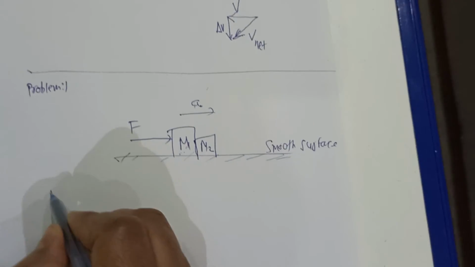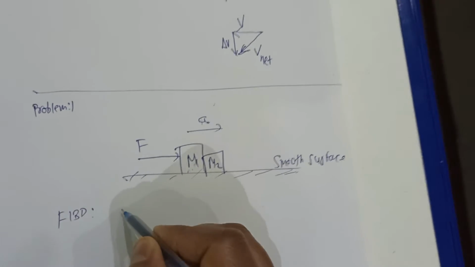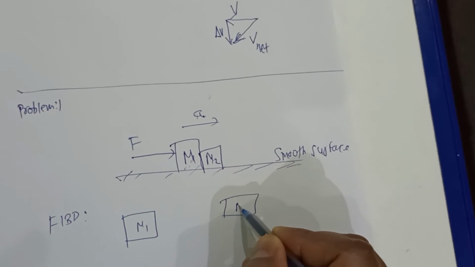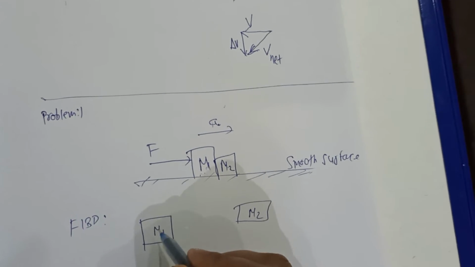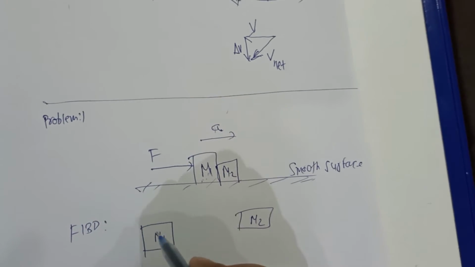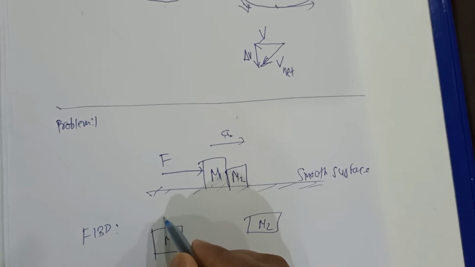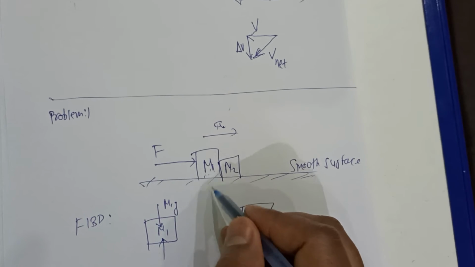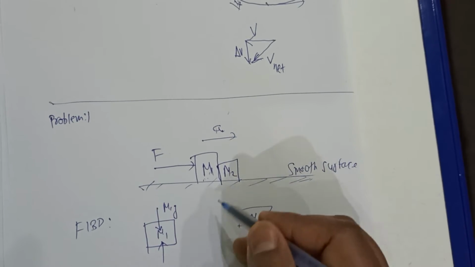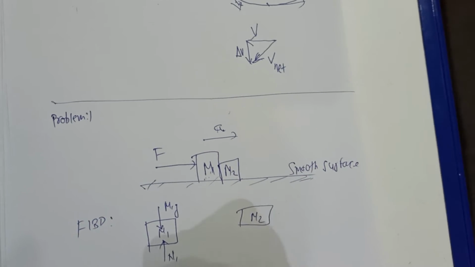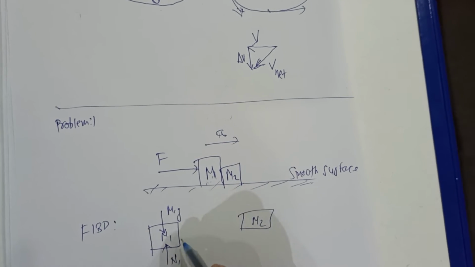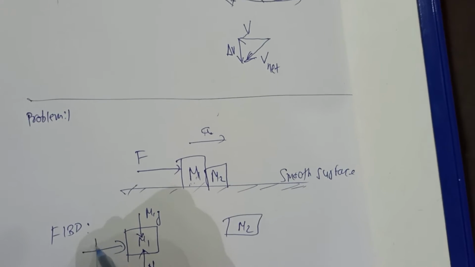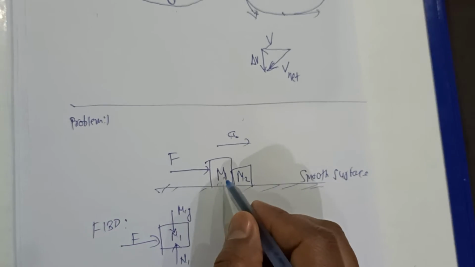So we will first draw the free body diagram of M1 and then M2. This is the free body diagram of M1 and this is M2. So what is happening here is there are two vertical forces acting on it. One is its weight, so its weight is m1g, and another is the normal force applied by the surface on which it is kept. This is the normal force N1. And another horizontal direction force is acting on it. This is the capital F.